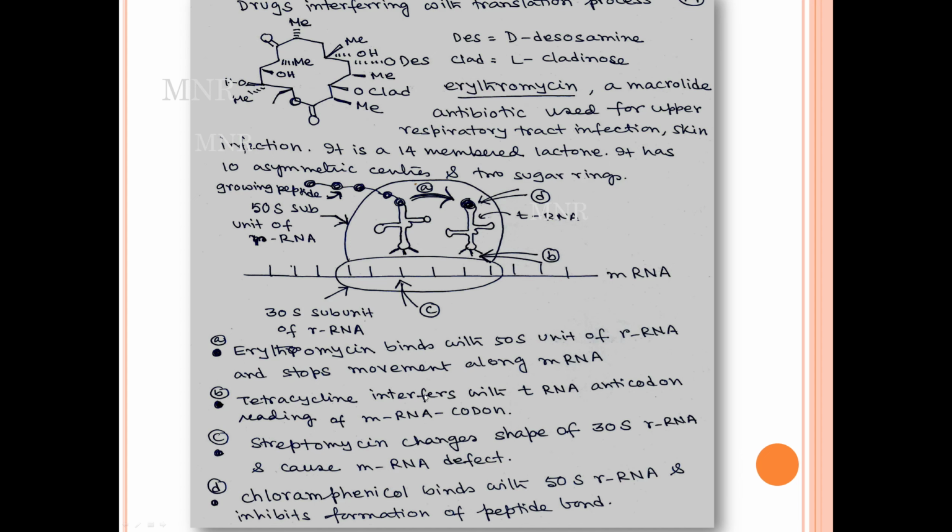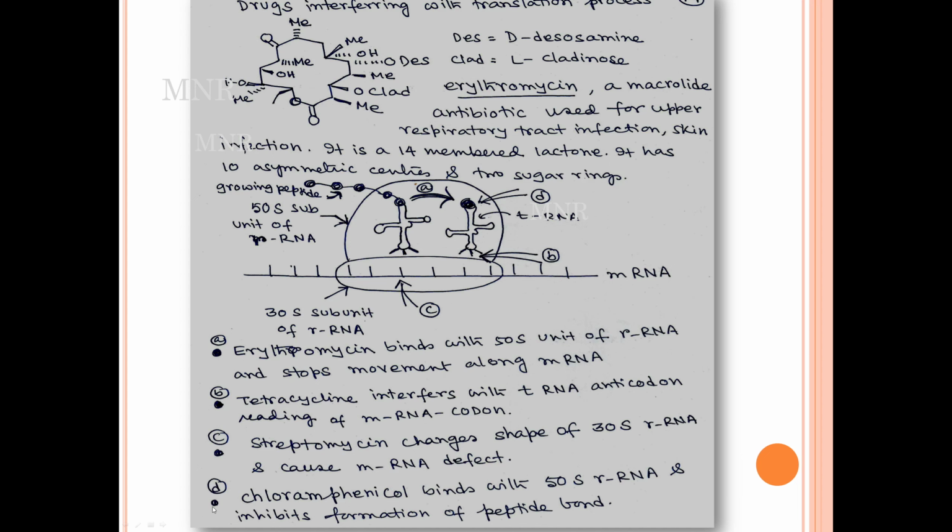So tetracycline interferes with the transfer RNA anticodon reading of the messenger RNA codon. So this place B here, if you cover it, then the codon will be covered, which is there on the messenger RNA. So if it is covered, then it is not possible for transfer RNA to read this code, and so the amino acid will not come. That is done by tetracycline. Now streptomycin changes the shape of the 30S ribosomal RNA and causes the messenger RNA defect.